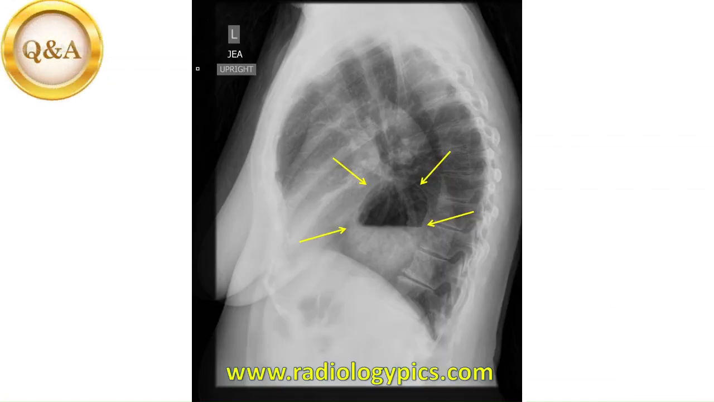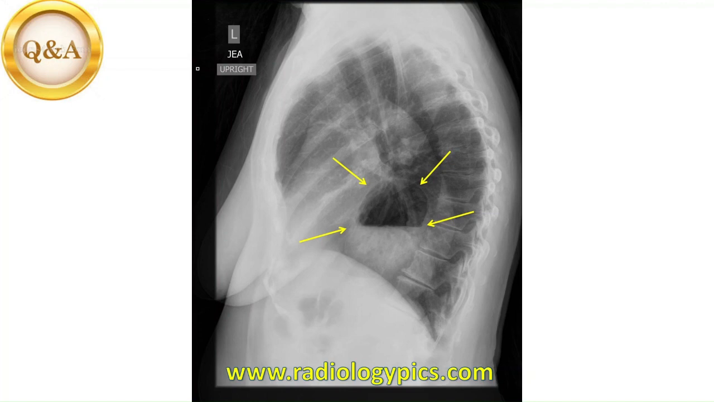Asking questions will help us to understand this image. What kind of image is this? This is a chest x-ray. What kind of view? This is a lateral view. And what do we see? We see between the tips of the arrows a structure.